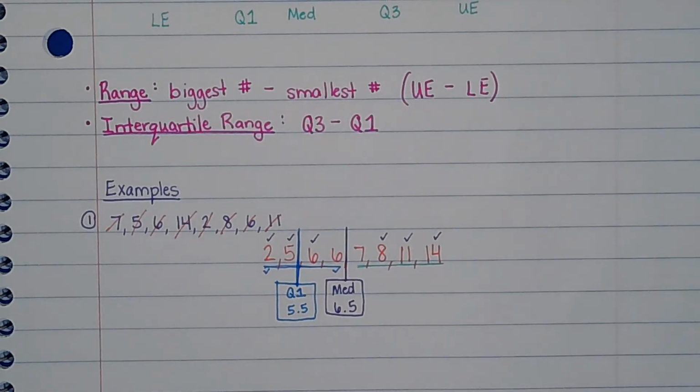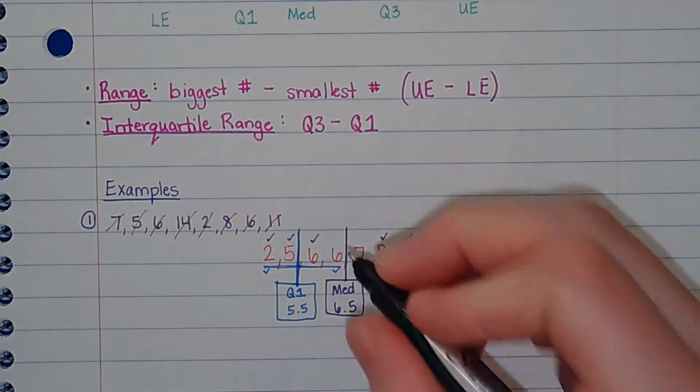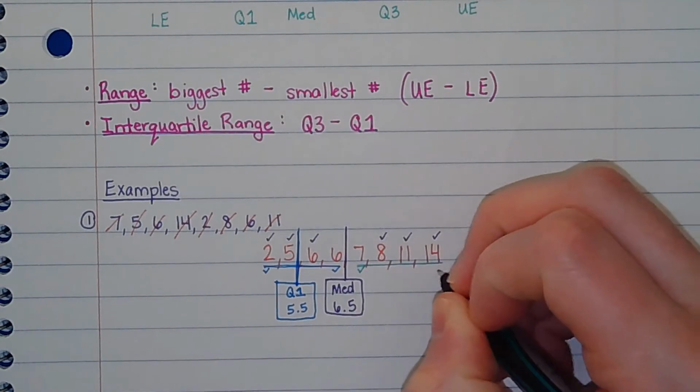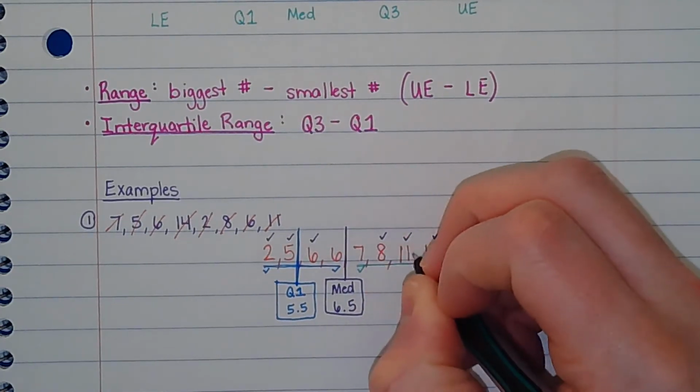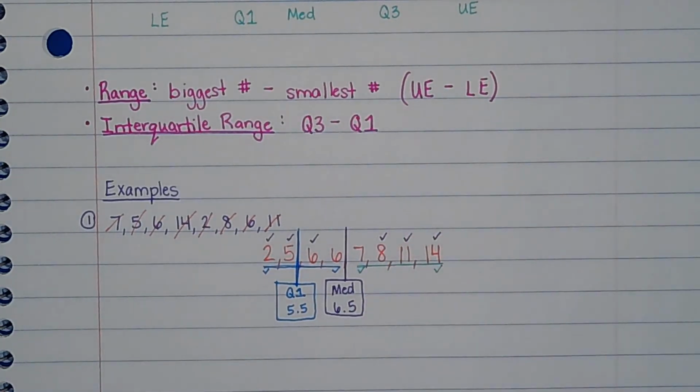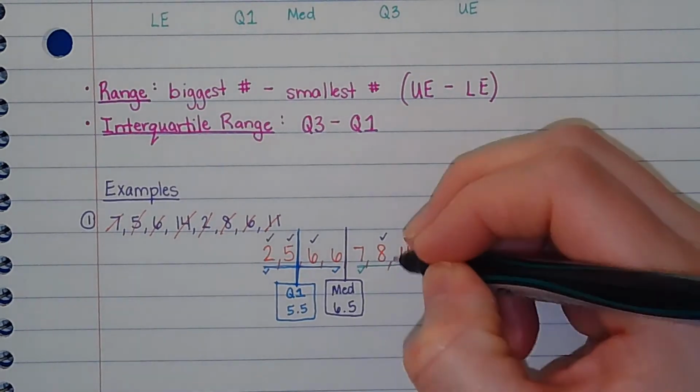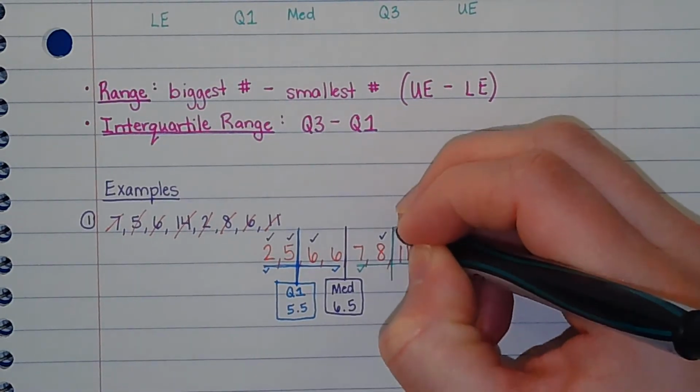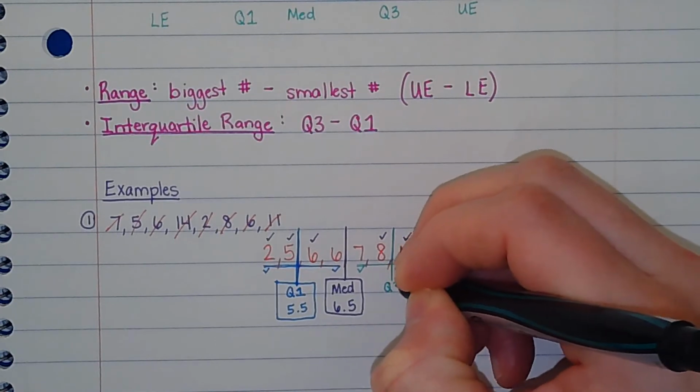Okay, so once again, all I did was I found the median of the lower half of numbers. Now let me do it for the upper half. So gone, gone. I'm left with these right here. So 8 plus 11 is 19. And then 19 divided by 2 leaves you with 9.5. 9.5 is going to fall in between here. This is Q3.